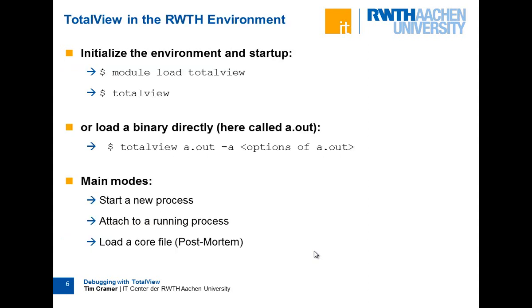Okay, so using TotalView here in Aachen is quite easy. You just have to load the corresponding module and then start the GUI, or you can start the GUI directly with your application, and with the option dash a you can specify the options which you would pass to the binary.